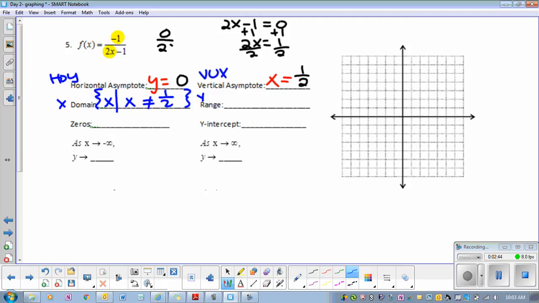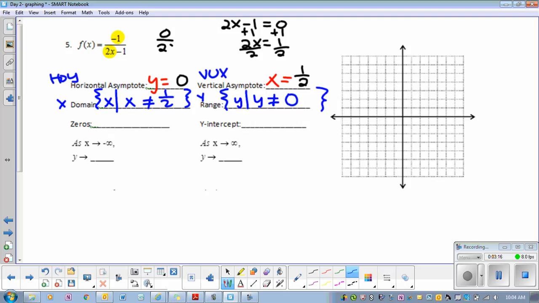How did you know that you needed to use the 1/2 and not the 0? Because it has an x. Good. Then let's do the same thing for the range, except this time we're saying y: the set of all values y such that y is not equal to 0. You're basically saying it could be any number, just not your asymptote.